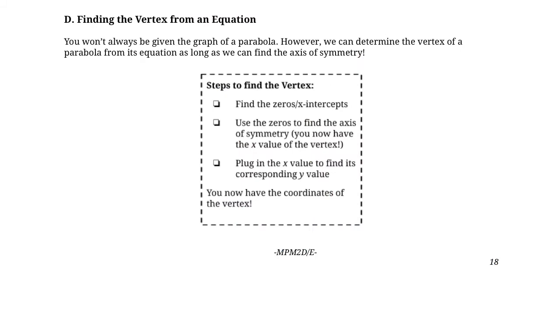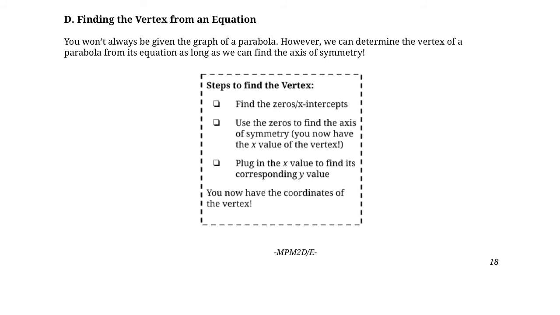As mentioned, you won't always be given the graph of a parabola to pick out all of these key features. However, we can determine the vertex of a parabola from its equation as long as we can find or identify the axis of symmetry. So we're going to go through the steps now of finding the vertex when all you have to work with is the equation. And so here are some of the basic steps that we're going to follow. Step one, you need to find the zeros or the x-intercepts. Remember, these two names represent the same thing and can be used interchangeably.